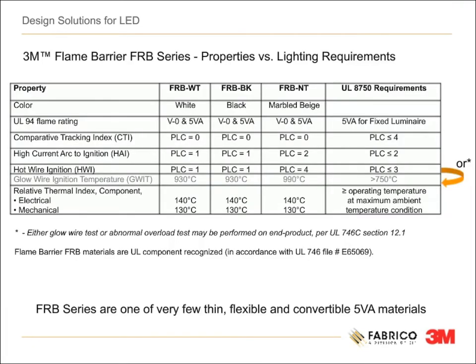And finally, this table shows 3 different colored FRB series materials that meet the demanding UL 8750 requirements for luminaire enclosures. FRB is one of the very few thin convertible materials to meet all these requirements. Even meta-aramid papers, which are considered to have fairly good flame-resistant properties, do not meet all of these requirements. Okay, off to you, Joe.